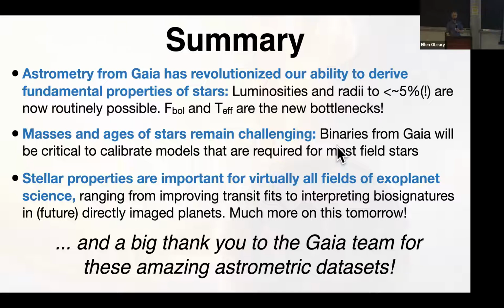And stellar properties are important for virtually all fields of exoplanet science. I've given you two examples. One is simple transit fits, how to get a better transit fit, and the other one is a sort of big picture idea, which is interpretation of biosignatures in future directly imaged planets.